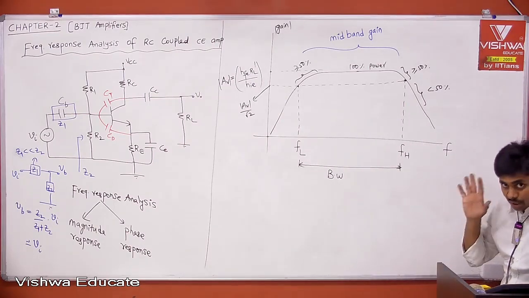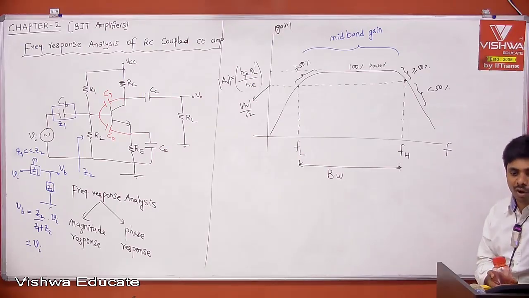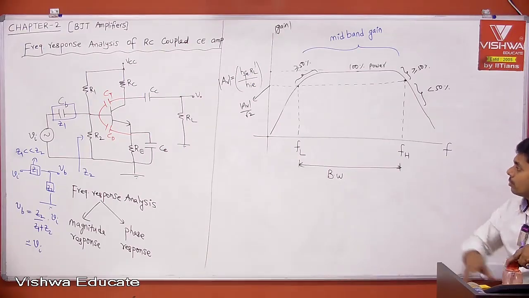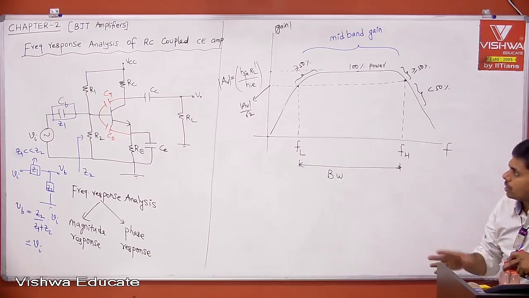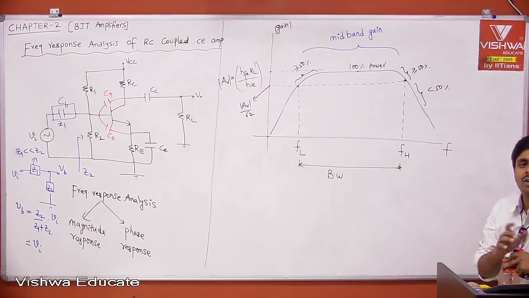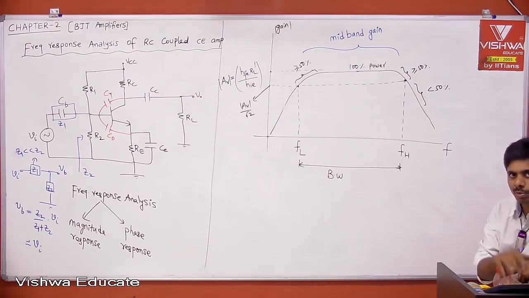I'm just going with qualitative analysis only. I'm not explaining the quantitative part, because to get FL, FH, we should have the transfer function of the circuit. It is like a Bode plot. Tell me, how will you plot a Bode plot? We should have the transfer function, then S is equal to j omega, then find zeros, poles, then plot the frequency response, both magnitude response as well as phase response. That is nothing but the Bode plot.